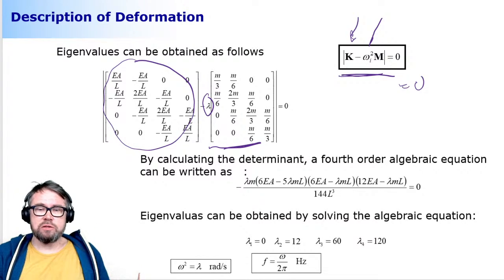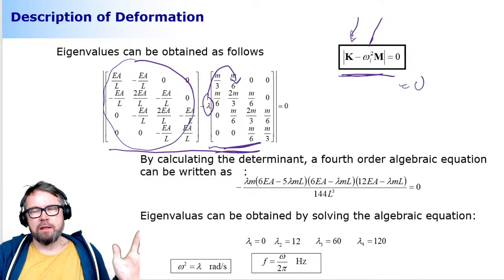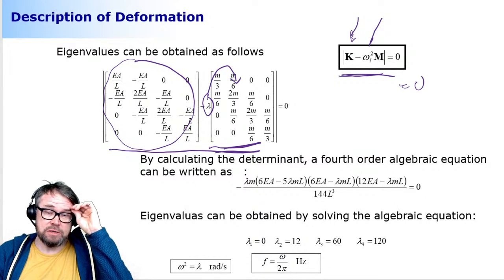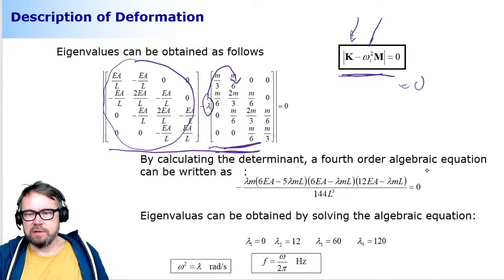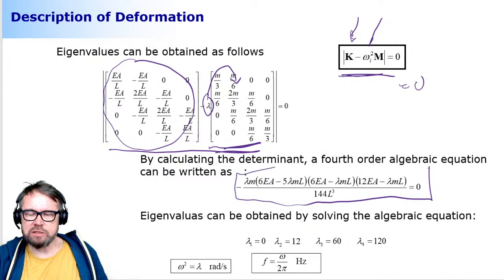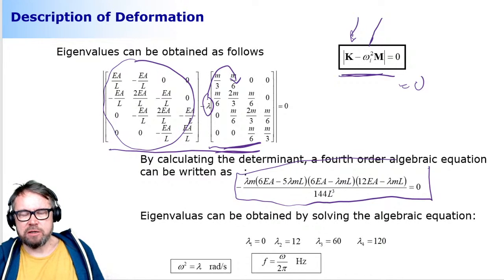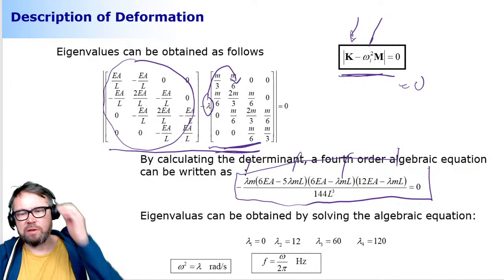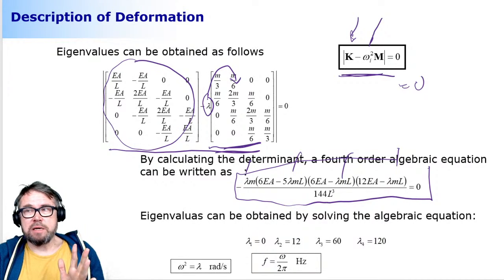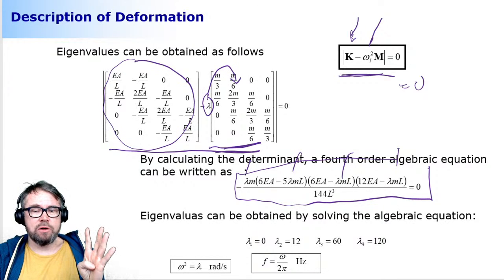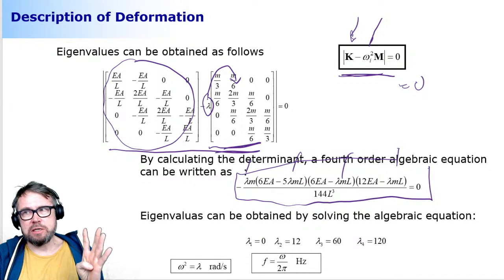When you do this operation, lambda multiplied by the mass matrix minus the stiffness matrix, this is going to be a matrix of 4 by 4 in dimensions. And when you take the determinant of that 4 by 4 matrix, this is how it looked. You see that this is a polynomial, a fourth order polynomial. I know that because lambda is here, here, here, and here, so four times multiplied. A fourth order polynomial has four locations where it goes equal to 0.